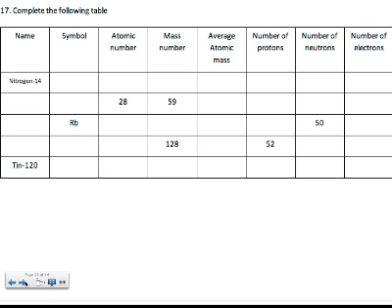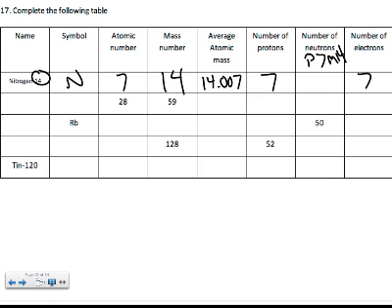Okay, to complete the following table, you're going to need to look at your periodic table of elements. For the first one, nitrogen 14, the symbol for nitrogen is N. The atomic number of nitrogen, if you look on the periodic table, is 7, and 7 is also the number of protons and electrons, if we're talking about neutral atoms. The mass number is the number you're given here, 14. Average atomic mass on the periodic table is 14.007. And the number of neutrons, since the number of protons is 7 and the mass is 14, has to be 7.